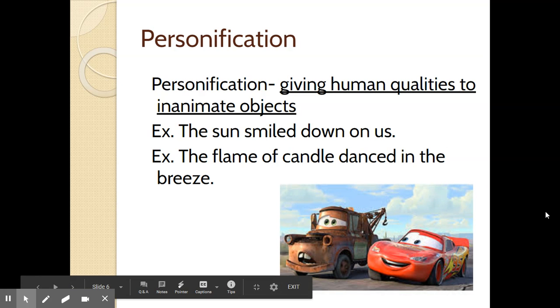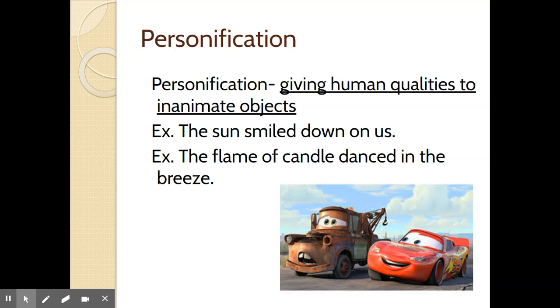Personification has the word person in it. So personification is giving human qualities to inanimate objects. So an example is the sun smiled down on us, or the flame of the candle danced in the breeze. Last time I checked, the sun is not a living creature, so it can't smile down on us. And it would be very terrifying if that was possible. I would be very scared because the sun is ginormous.